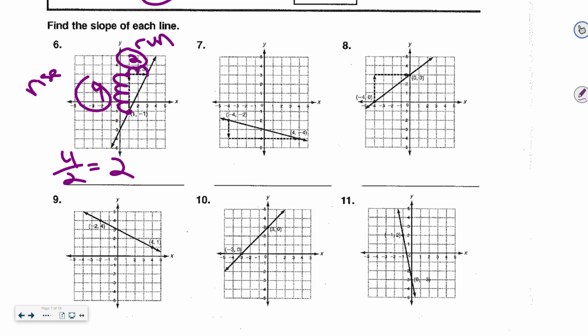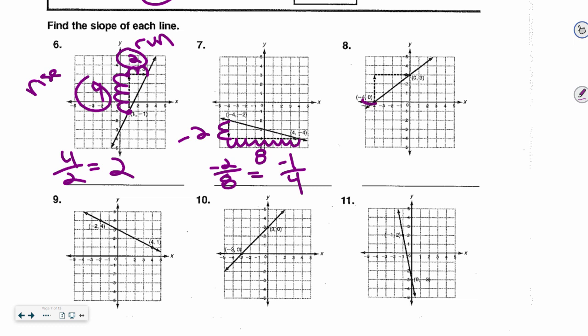In my next one, you'll notice I go down first. So down 2 is a negative, but then I go right: 1, 2, 3, 4, 5, 6, 7, 8. That number is always positive if I go right. So negative 2 over 8. I now can reduce that to negative 1 over 4.